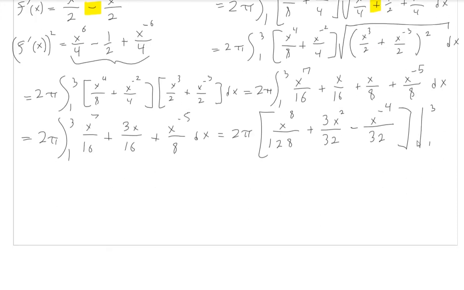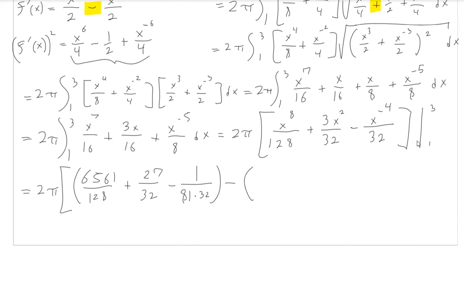All right. At this point, it's all just about plugging in those values. So you get 3 to the 8th, which is 3 to the 6th is 729. 3 to the 8th is 6561. 6561 over 128. Plus 3 times 9 is 27 over 32. Minus 3 to the negative fourth would actually pull it down. And that's basically 9 times 9, so that's 81. So you have 1 over 81 times 32. That one I don't know off the top of my head.